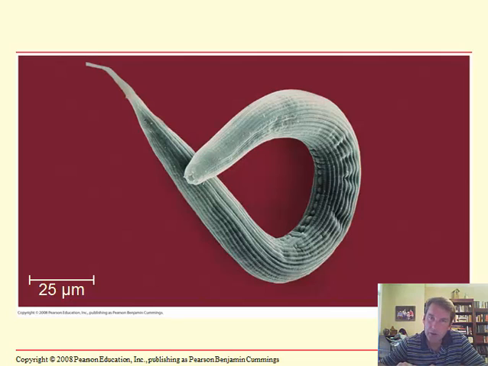So we're going to pick up, still dealing with invertebrates, and the next group of invertebrates are the roundworms. Roundworms are in the phylum Nematoda, and the nematodes are roundworms distinguished by their round structure. So their body form is completely round. Flatworms have a flattened body form. Roundworms have a round body form.